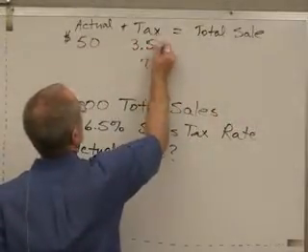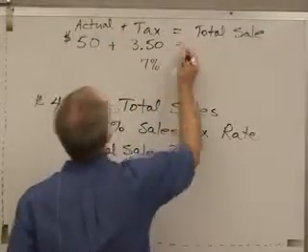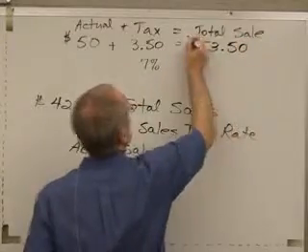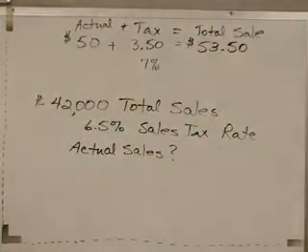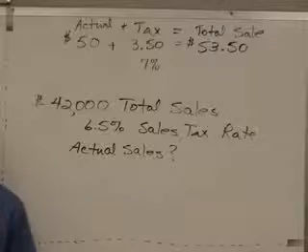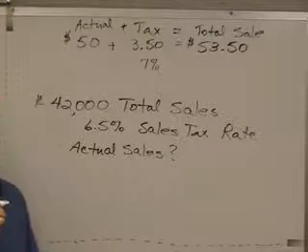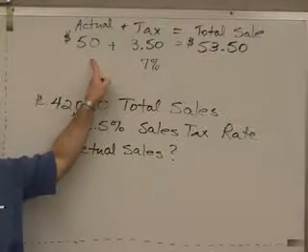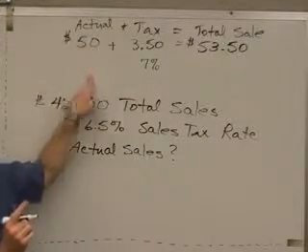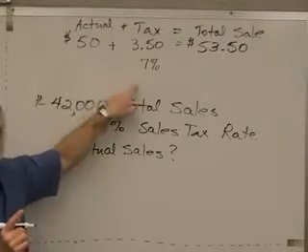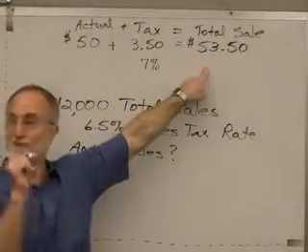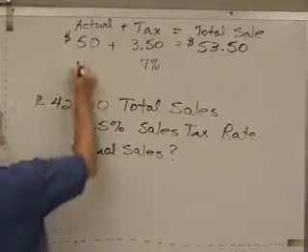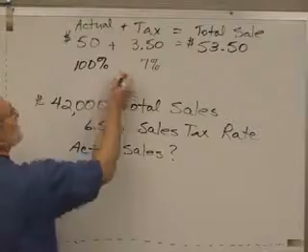Okay, now, if we add those two things together, that's our total sales. And the question is, which one of these is the base? Which one of these is the 100%? This is the 100%, isn't it? 100% of 50 is 50. 7% of 50 is the tax. And this is 107% of 50. Okay? So we're basing everything on the actual sales.